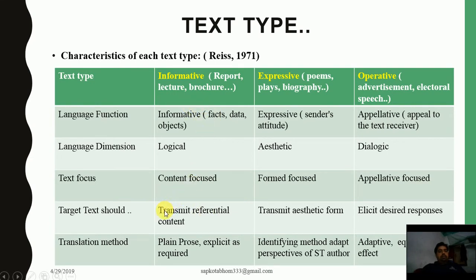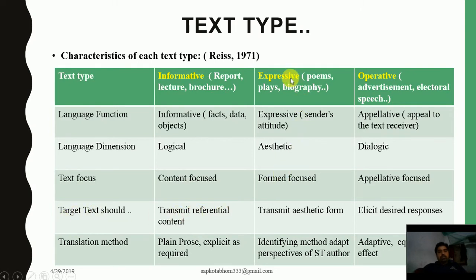Then the informative text. While translating the informative text, the target text should reproduce the referential content. The translator should translate the informative text being concerned with the referential context. It means in which context that text is written, or in which context the translator is going to translate, or what type of readers are the actual readers of that target text.